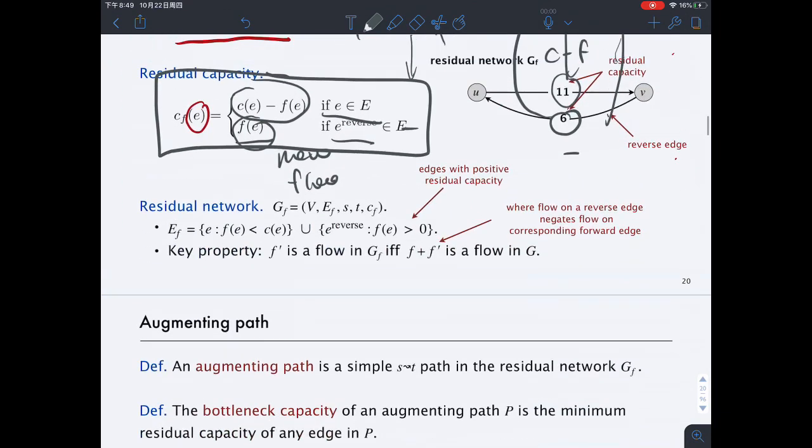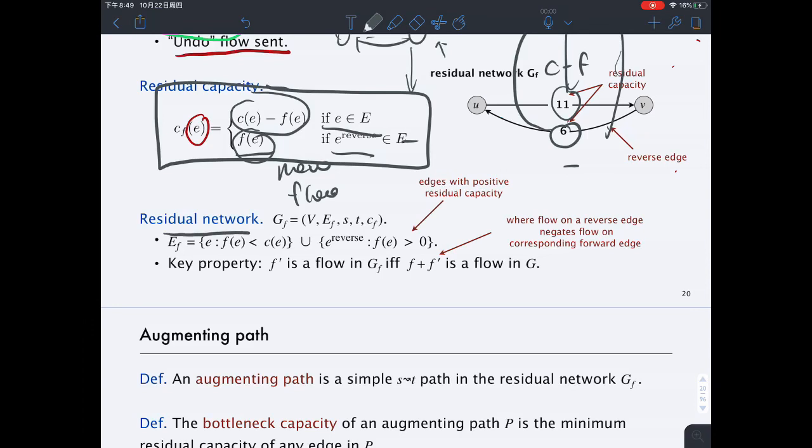So let's articulate what our residual network is. As we mentioned just now, it consists of two types of edges. The first is the original edge that doesn't hit the capacity limit yet, and the second type is what we call the residual edge. So that would be the set of edges in the residual graph. And then let's also talk about the key properties here.